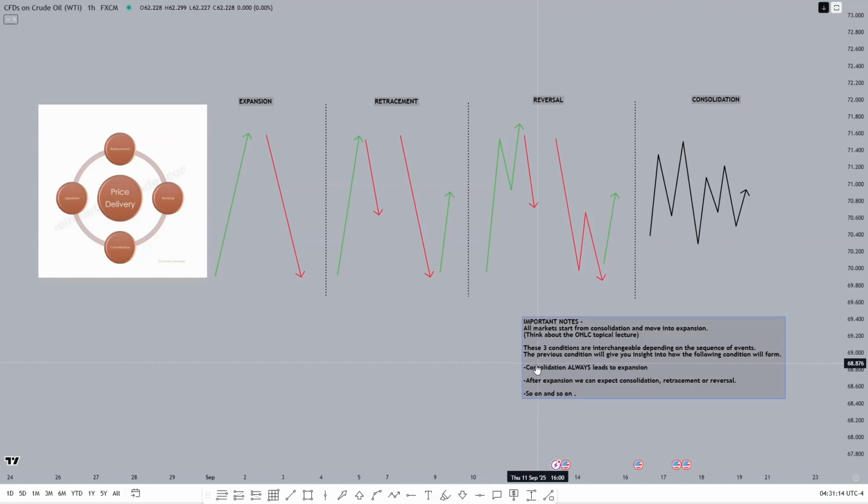So what I mean by this is consolidation always leads to expansion. After expansion, we can expect consolidation, retracement, or reversal, and so on and so on. Okay, so how one condition forms will let us know how the next condition forms. Okay, so this can give you great insight in the market.